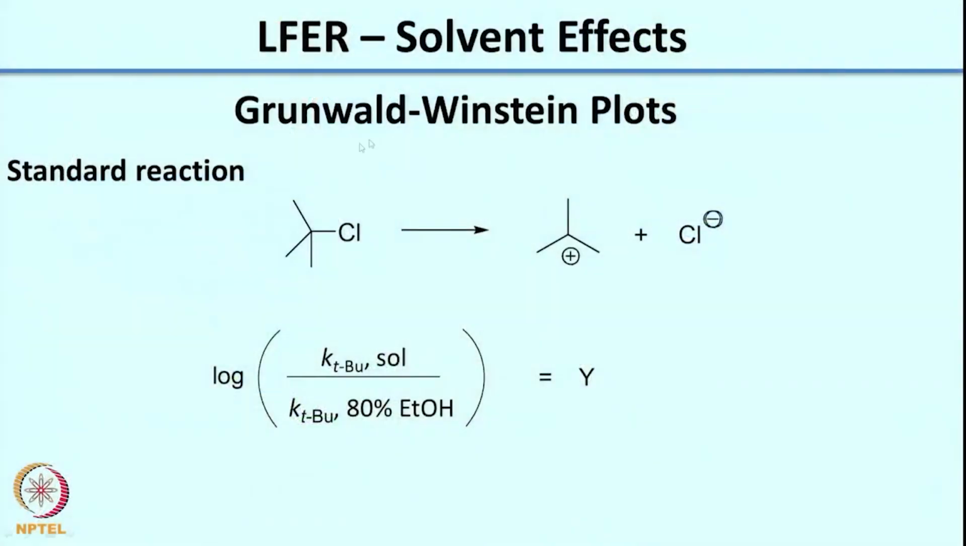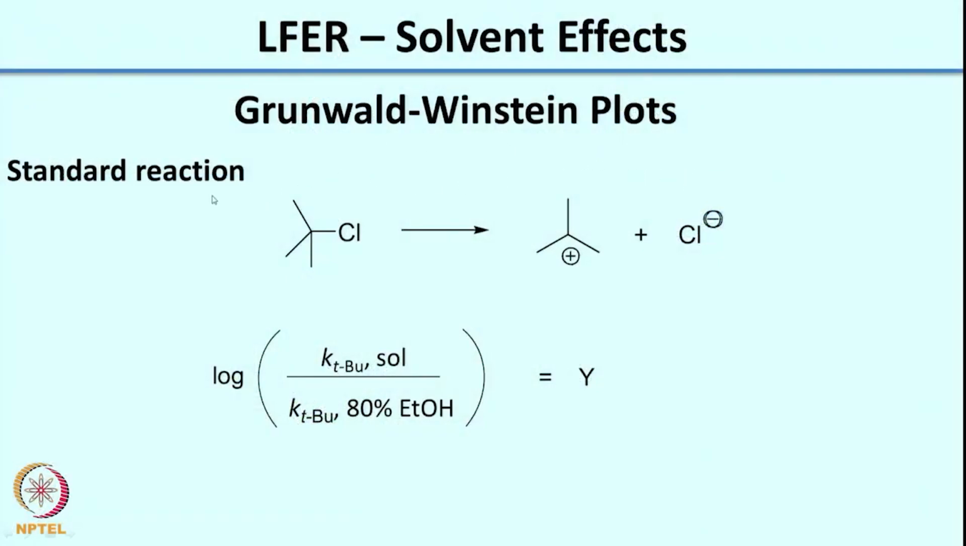Now we were looking at linear free energy relationships. Connecting with that, there are also free energy relationships for looking at solvent effects, and we have so far looked at Hammett plots. We have also looked at the Taft equation for looking at sterics. Now we are looking at a third aspect of reaction mechanisms, which is the solvent, and the plots are given by what are called the Grunwald-Winstein plots.